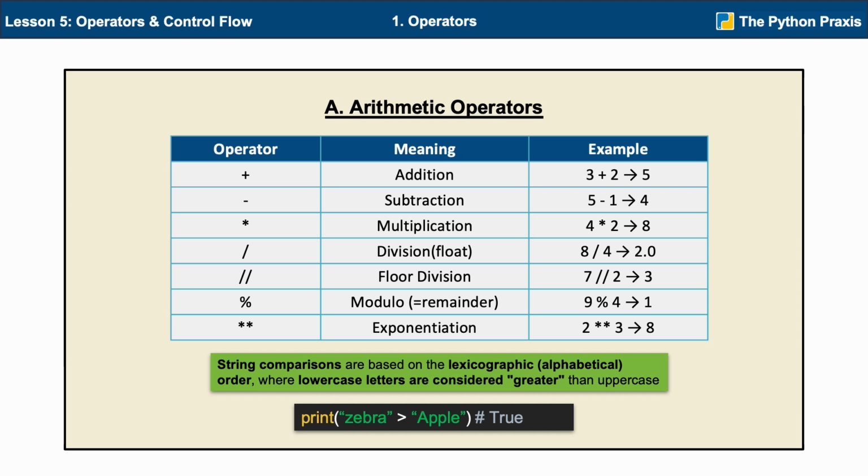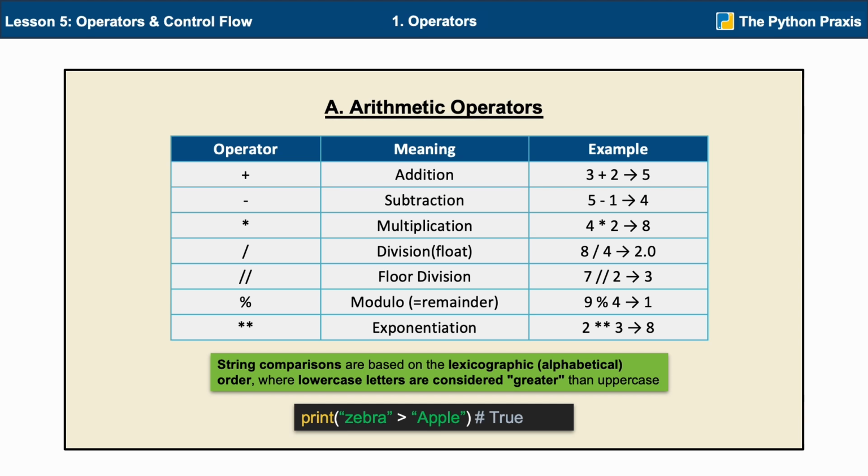In Python, you can even compare strings. String comparisons are based on the lexicographic order, which means alphabetically. Python considers lowercase letters greater than uppercase letters. For example, checking if zebra is greater than apple will return true.